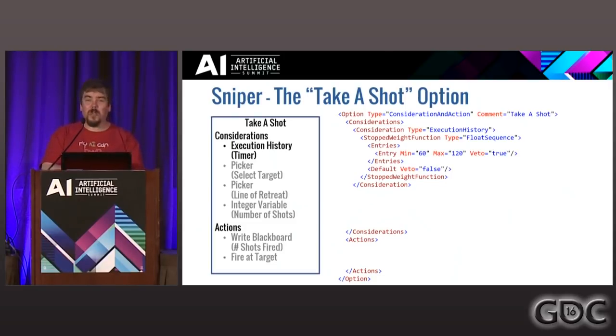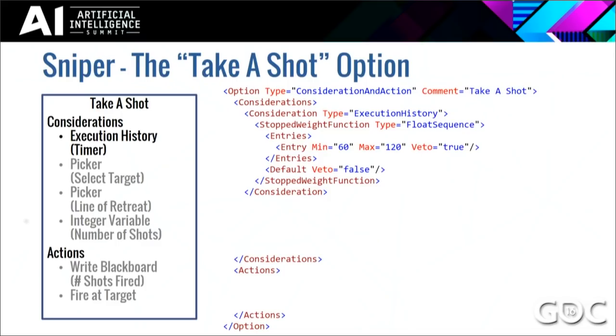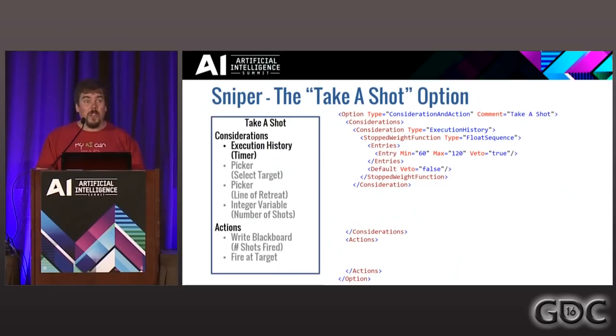So the first consideration we're going to have is an execution history consideration. The job of this consideration is to make sure that we only take a shot every minute or two. So execution history consideration can be configured in a couple of different ways. In this case, we're giving it a stopped wait function, which is the wait function that gets used when the option is not currently running. So this consideration is going to do its work when we're not in the process of taking a shot.